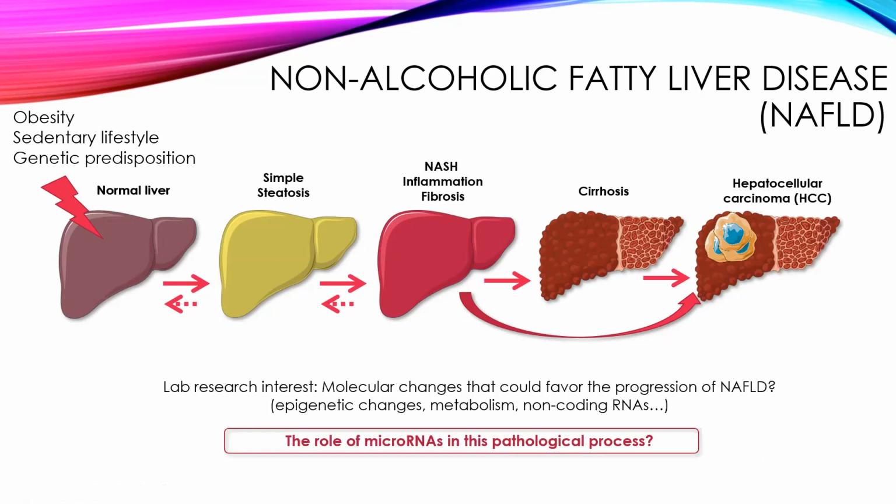So in our lab, we're interested in understanding what molecular changes occur at each step of the pathology, besides mutations, of course, that can make this disease progress from one stage to the other, and what makes hepatocellular carcinoma occur in some of these patients as well. We are mainly interested in epigenetic changes, metabolic alterations, and also alterations of non-coding RNAs. Today I will be talking about this specific type of non-coding RNAs, which are microRNAs, and how they can influence the progression of the disease.